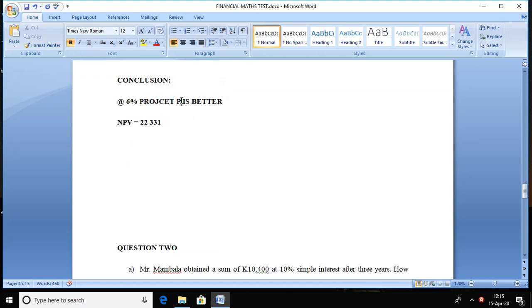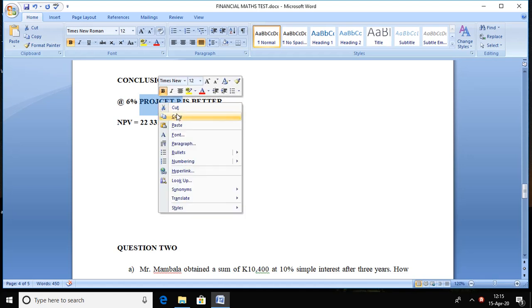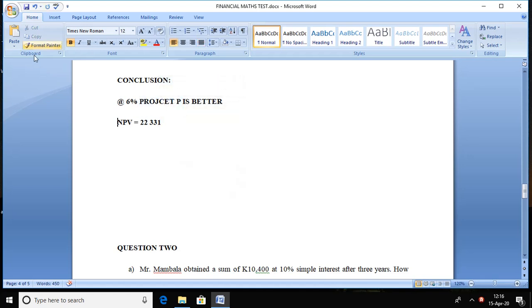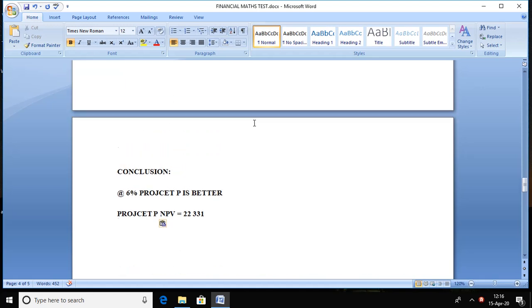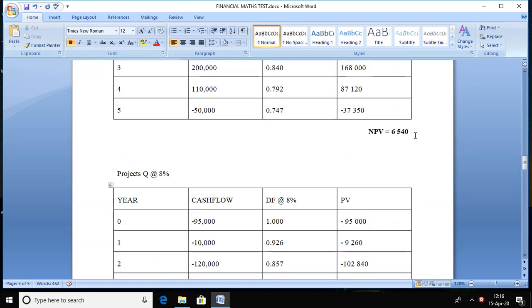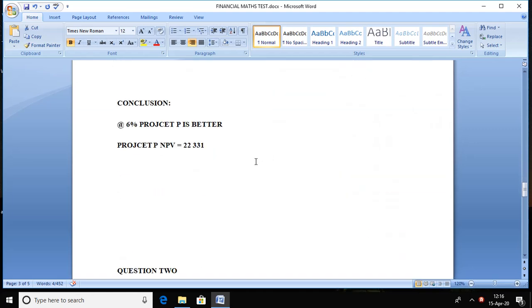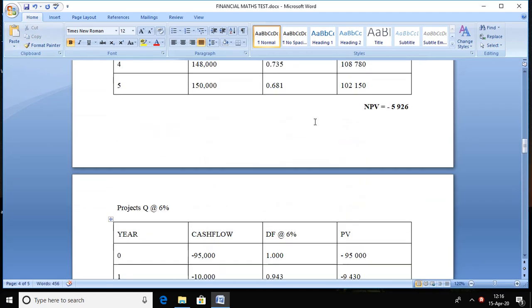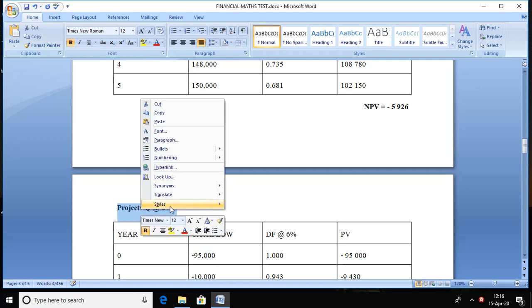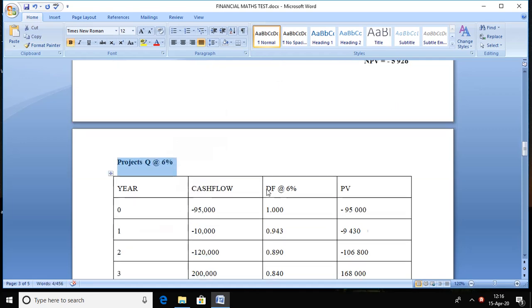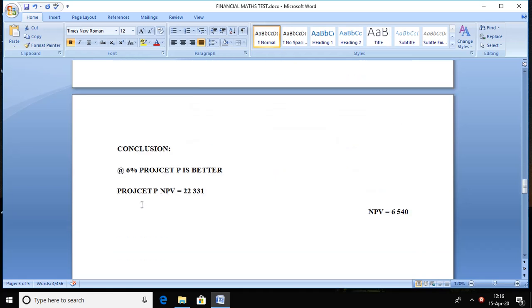Let's bring down those details. So project P is yielding that. That's what we are saying, it's better. What about the project Q? At 6%, project Q is yielding that much.